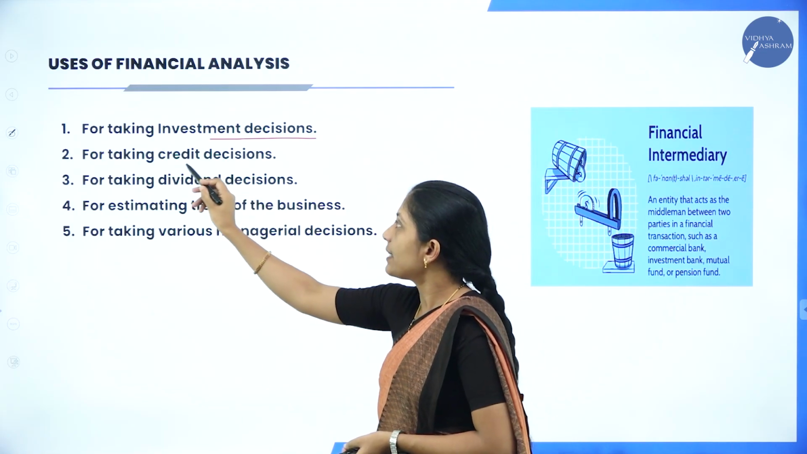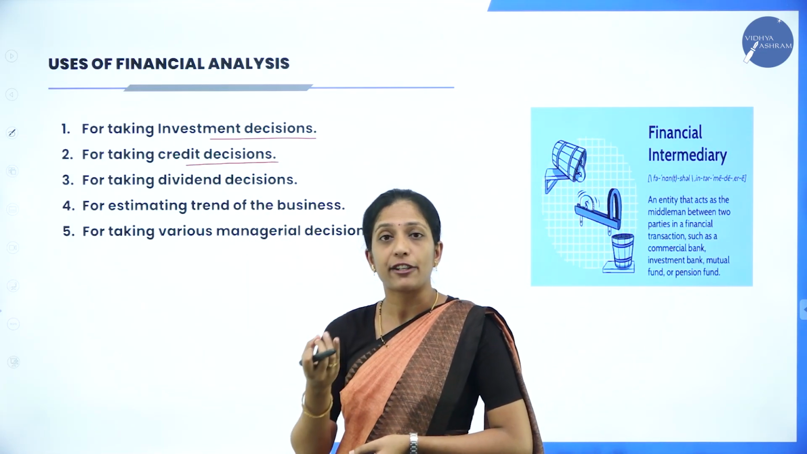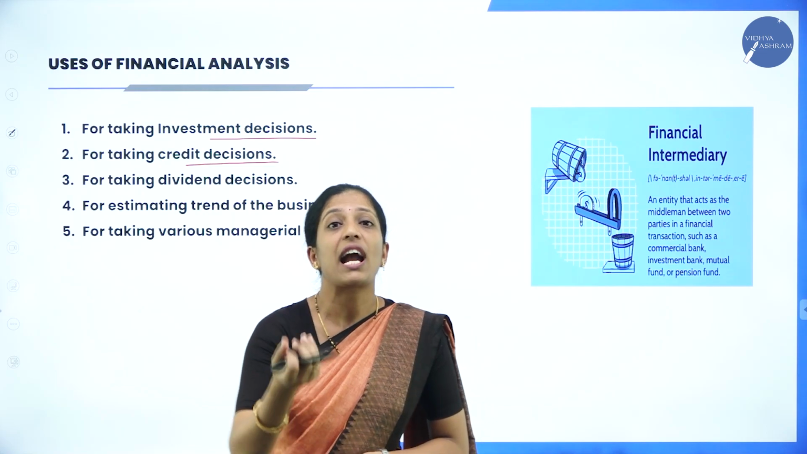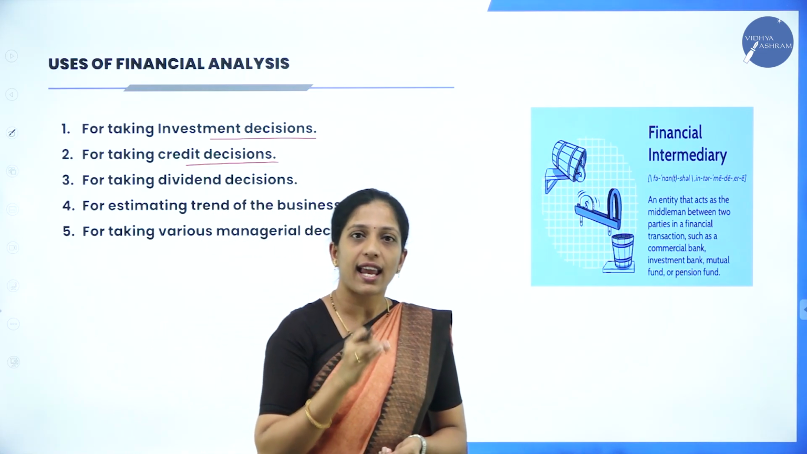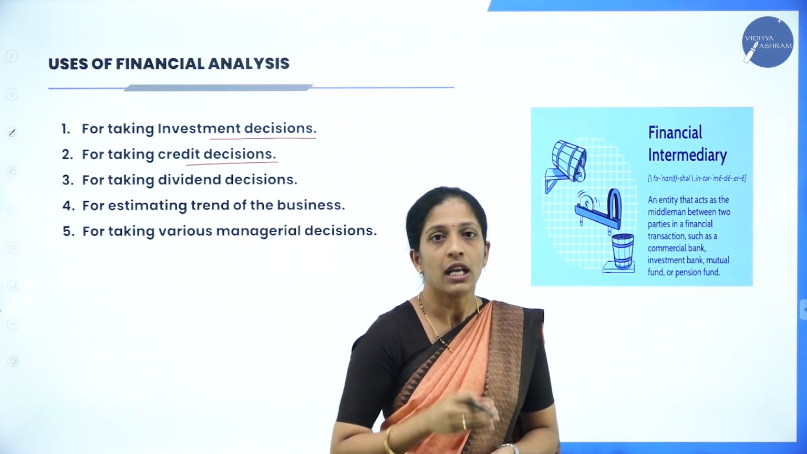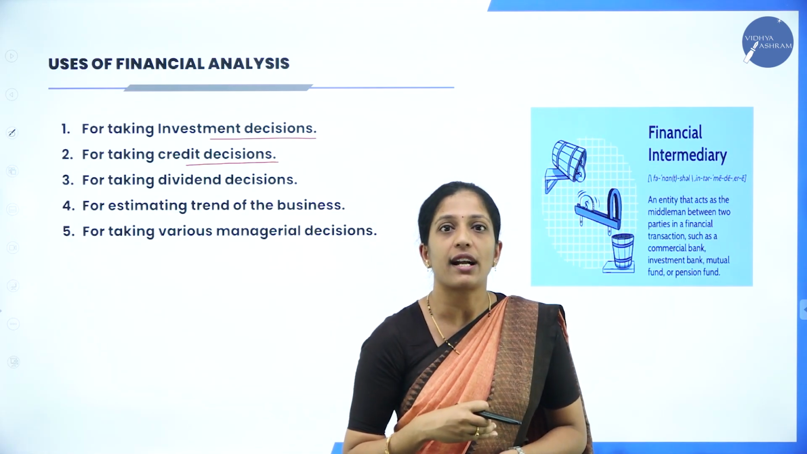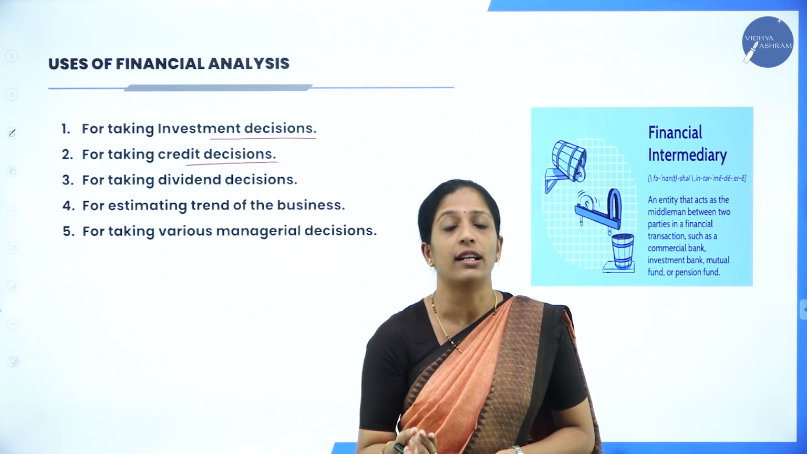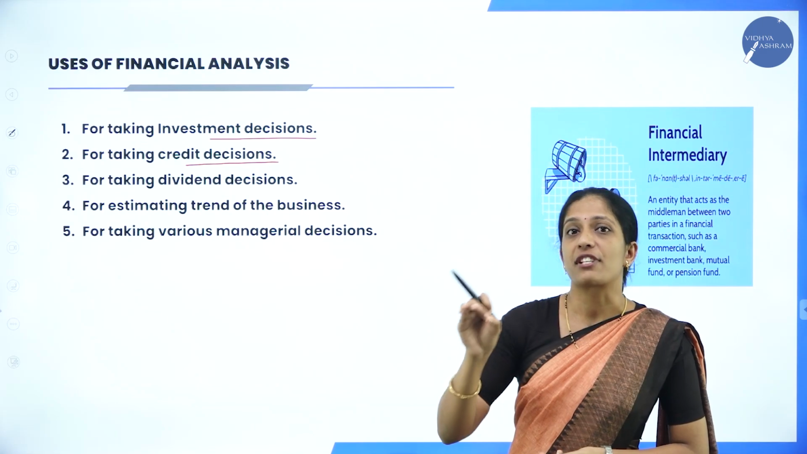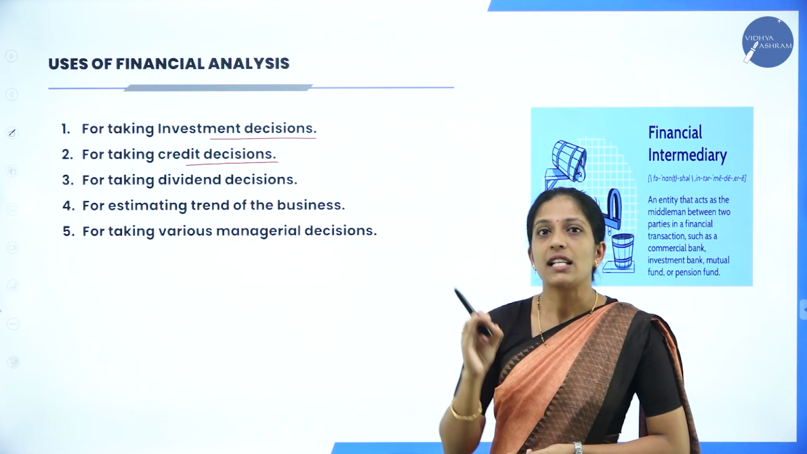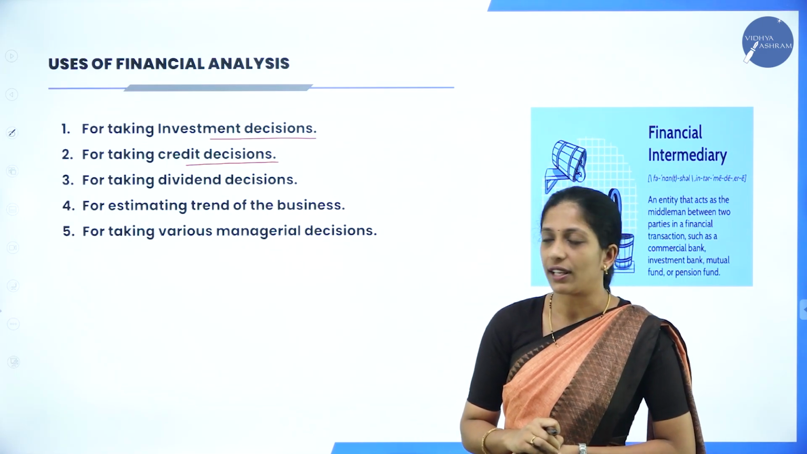Next, for taking credit decisions. Whether we have to give credit to the customers, or whether we have to borrow credit from outsiders. So what is the exact condition of our organization? Whether we have to borrow from the outsiders or whether we are in a condition to give credit to the customers. Such type of decisions can be taken by studying each and every aspect of the financial statement.